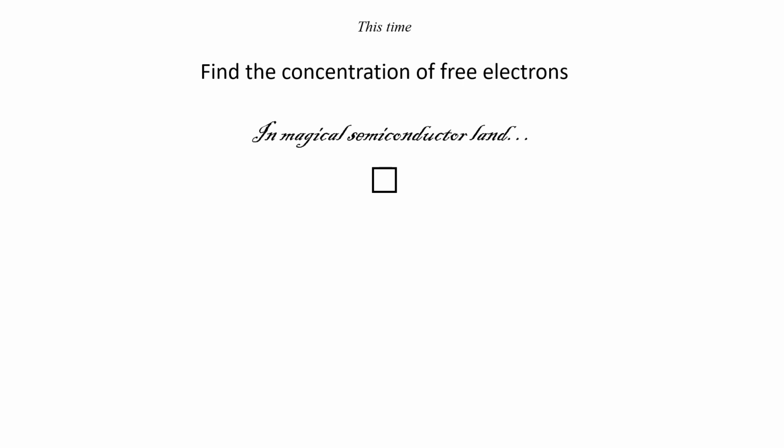free electrons in semiconductors, let's imagine that we live in a magical land which I call magical semiconductor land. And in this land there is a classroom and there are magical chairs in this classroom. And these magical chairs, they have a 50% probability of finding a student sitting on this chair. And I'm representing the chair with this square here.